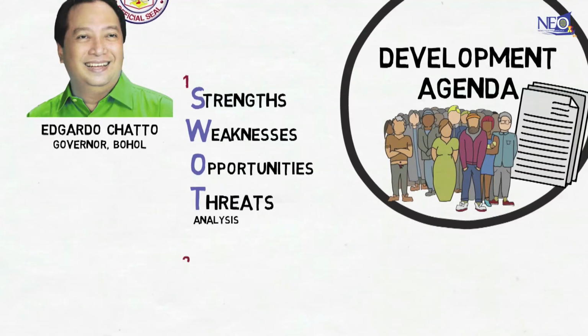We identified the major programs that we thought should be given focus in the next 3 years. So the development agenda of the province identified also what we call strategies to be able to achieve the whole vision.